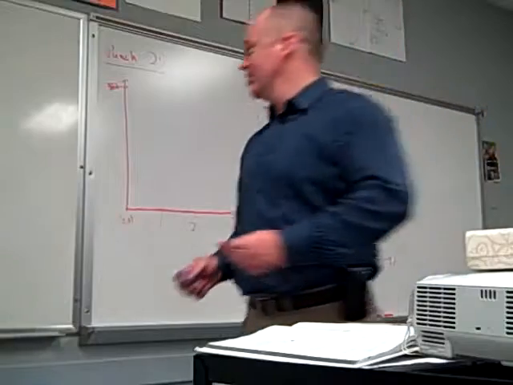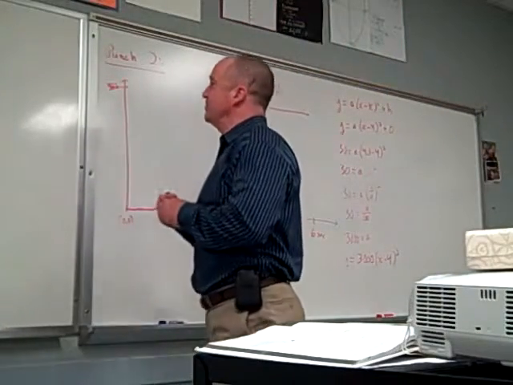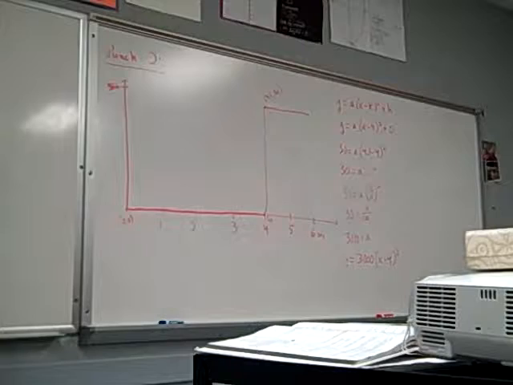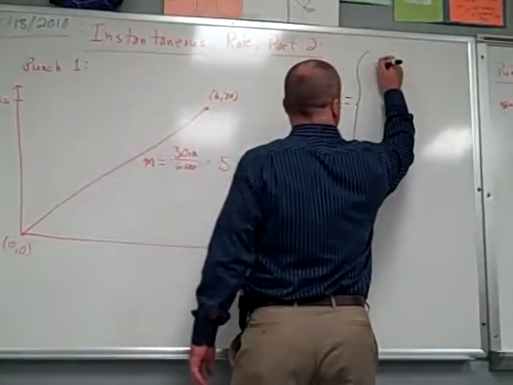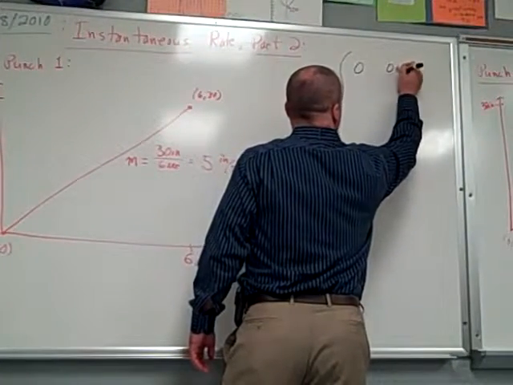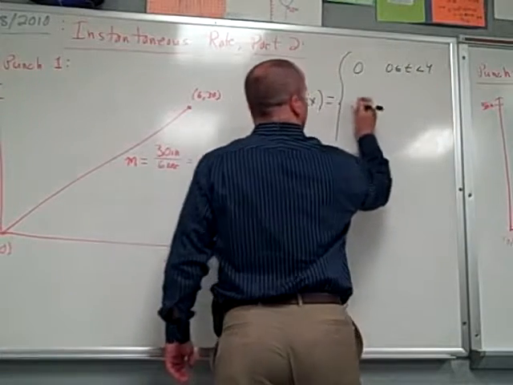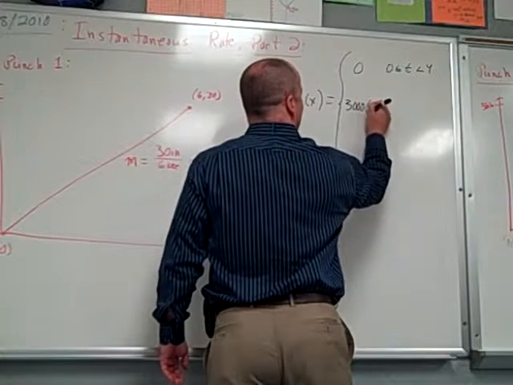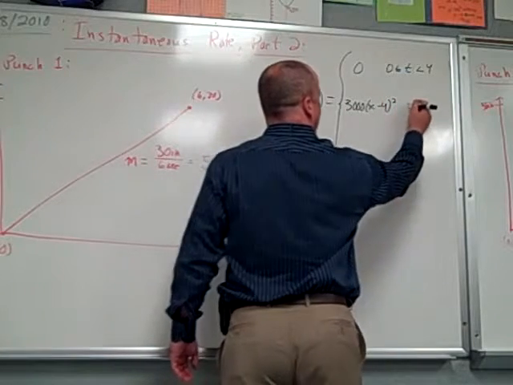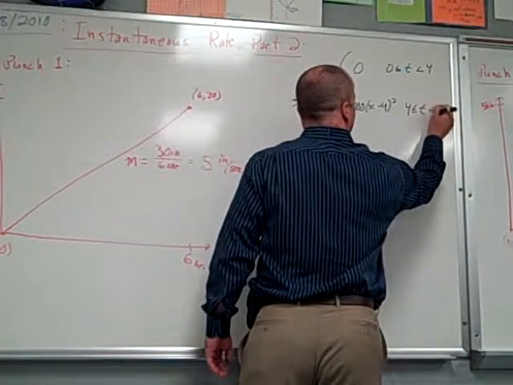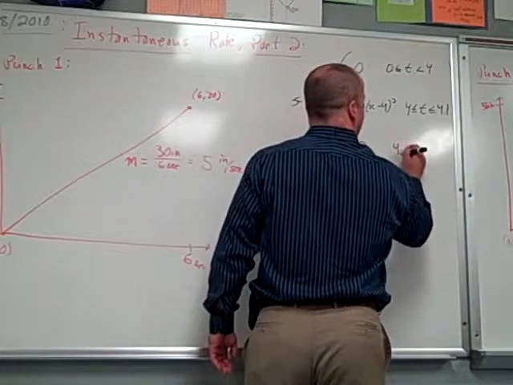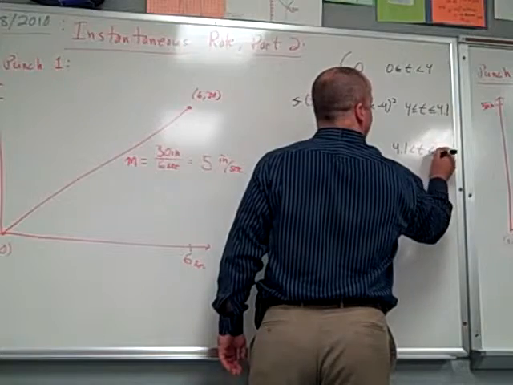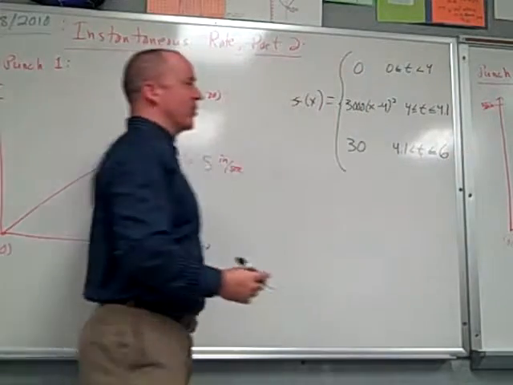Thank you. Excellent. Okay. So for this second punch, I'm going to write the equation over here. f of x equals 0 when t goes up to 4. f of x equals 3000x minus 4 squared from 4 to 4.1. And f of x equals 30 from 4 to 6.